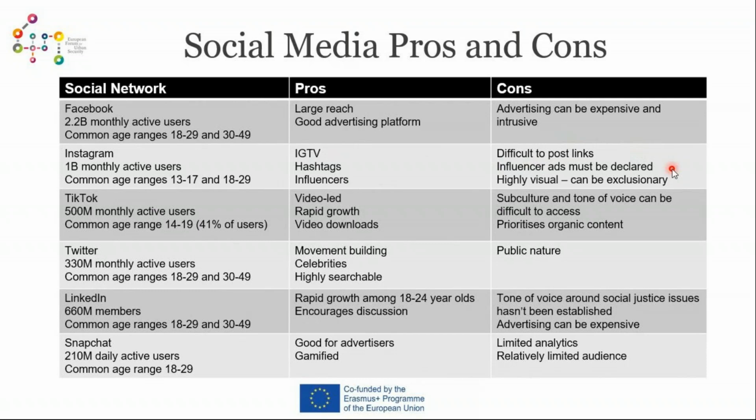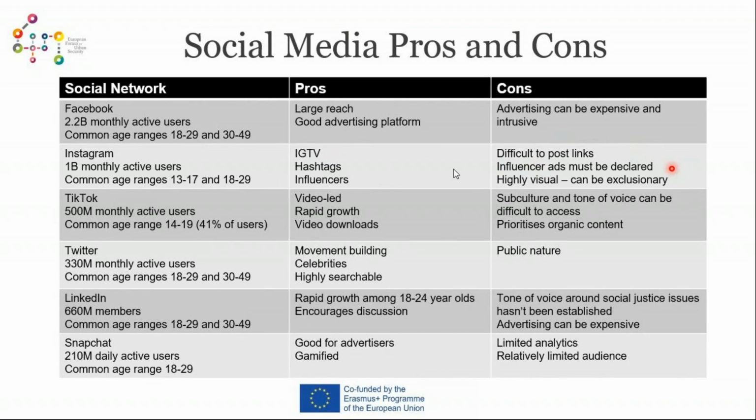I've put this in as a con because it can be exclusionary, and that's the very highly visual nature of Instagram. So for people who have issues with sight, it can be exclusionary. There are what are called alternative text fields in Instagram that allow you to do audio descriptions and things, but that might be something to take into consideration. So it's a highly visual platform.